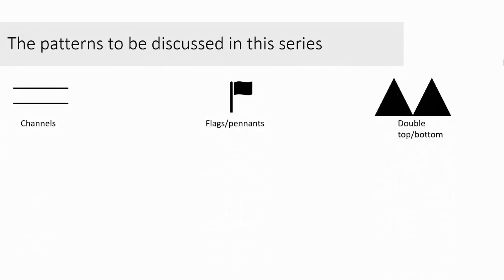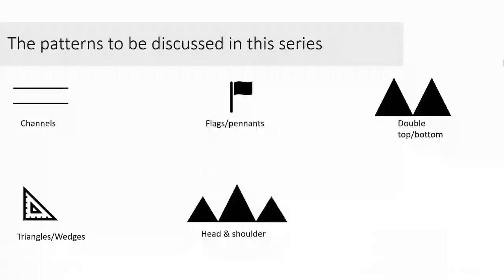So now the patterns that we will discuss here: the first one is channels. The second is flags and pennants. The third is double top or double bottom. The fourth will be triangles and wedges. The fifth one will be head and shoulders. And the last will be cup and handle.